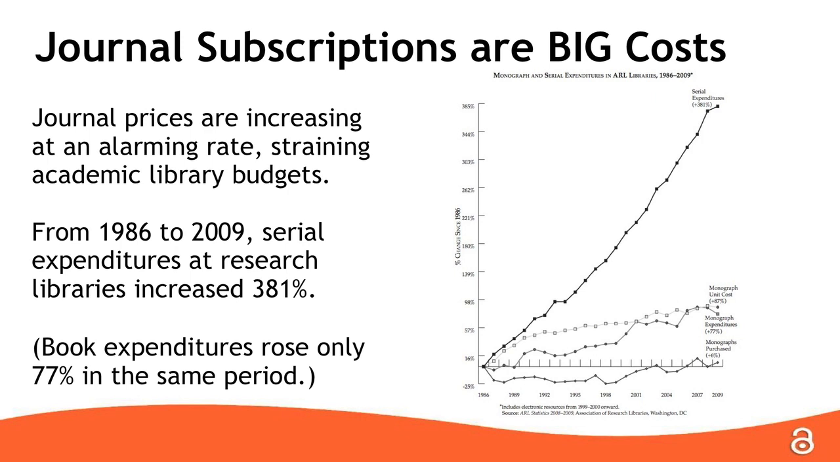So from 1986 to 2009, which is the most recent chart I could get open access, serial expenditures at research libraries increased by 381%. I had to make this too small to read just to be able to include the top of this chart. So monograph expenditures went up 77%, a much more reasonable increase. And then serial expenditures zoomed up, and they're continuing to go up.